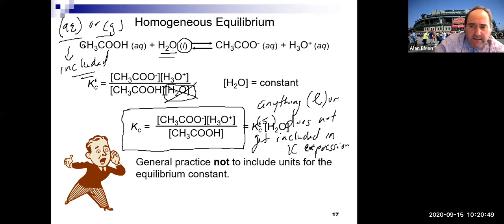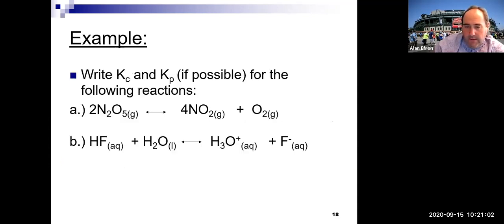And again, the importance of that number is it will allow you to determine what's going to happen when you do reach equilibrium. Do you have products? Do you have reactants present mainly? So I want you to take a moment here and write the Kc and Kp if possible for each of these, and we'll talk about it and see what you come up with.